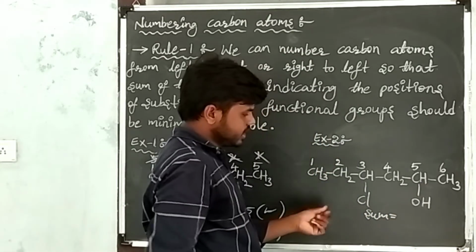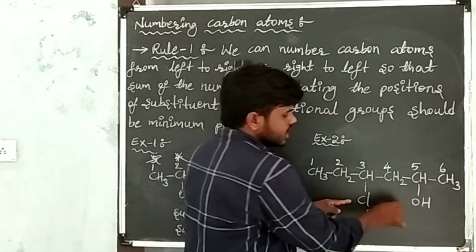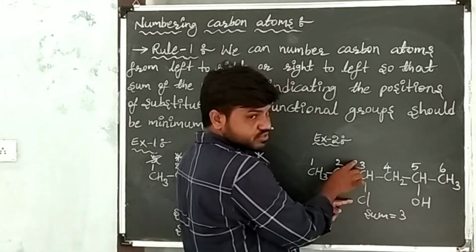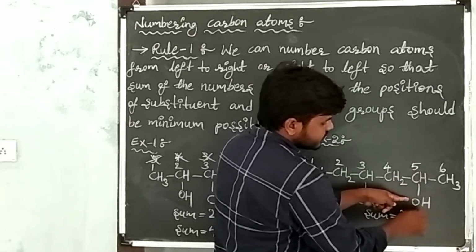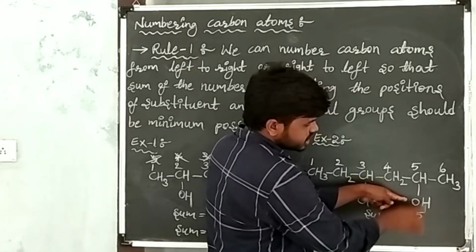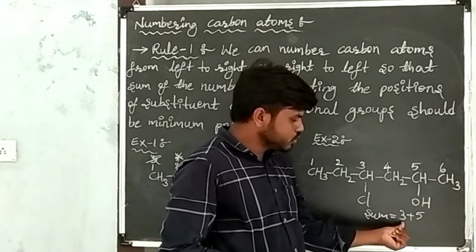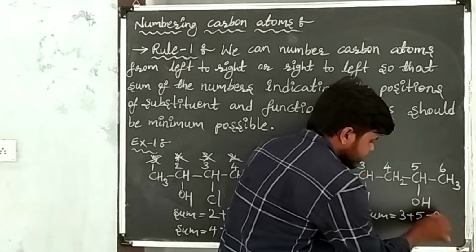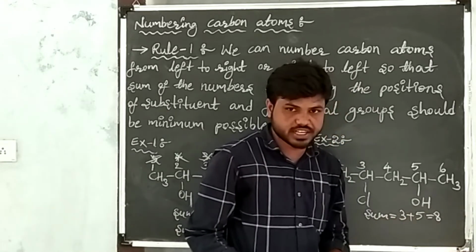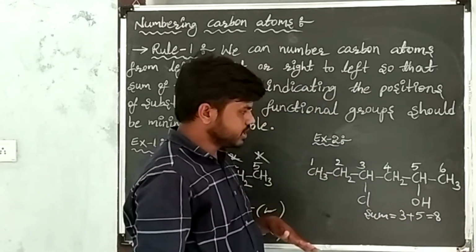Chlorine position is third carbon, plus the alcohol position, which is fifth carbon. Chlorine position plus alcohol position: 3 plus 5 is 8. Now another case I am taking.